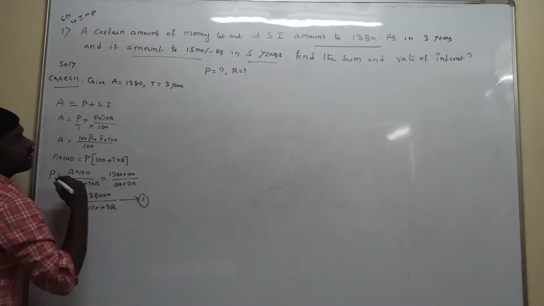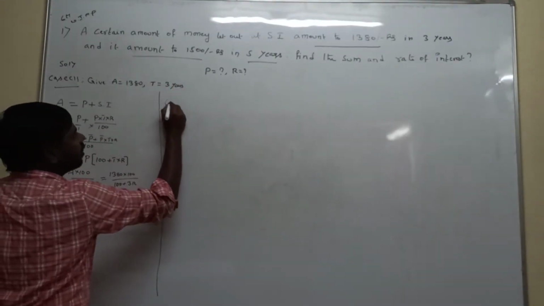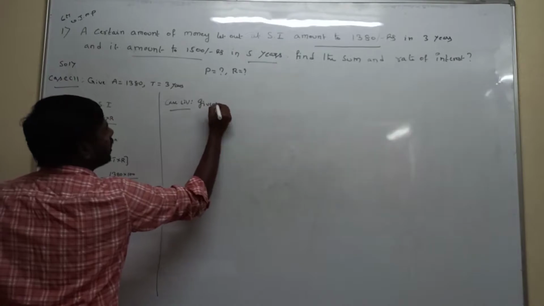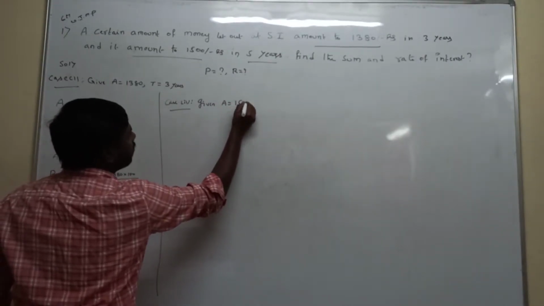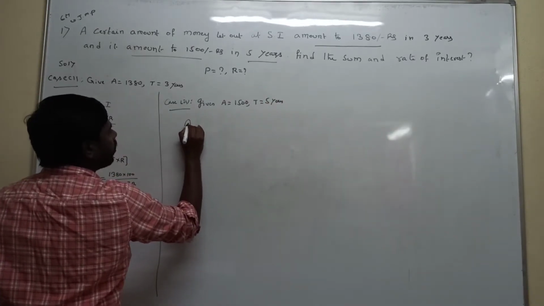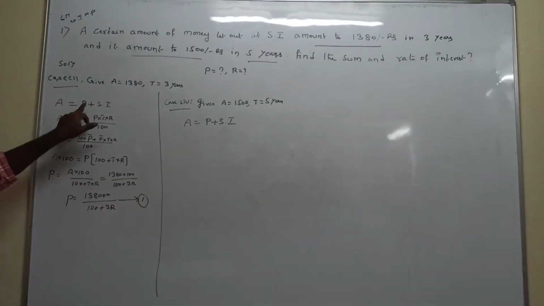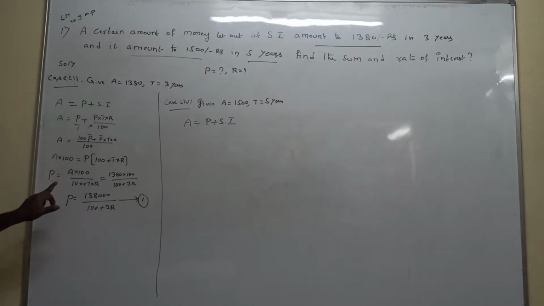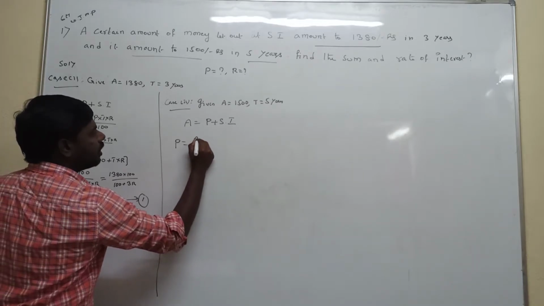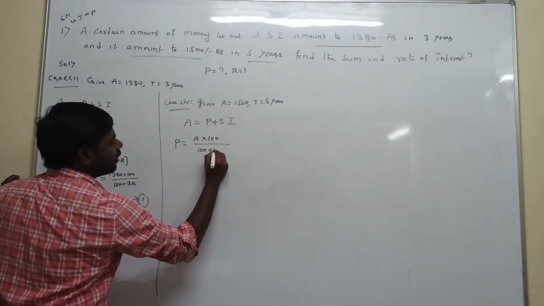Consider this equation number 1. Next one, case 2. What is the total amount given here? 1,500. Case 2: given capital A is equal to 1,500, time t is equal to 5 years. Here also we apply the total amount, capital A is equal to P plus simple interest. Same process. Finally, we write the direct value: capital P is equal to A into 100 divided by 100 plus TR.